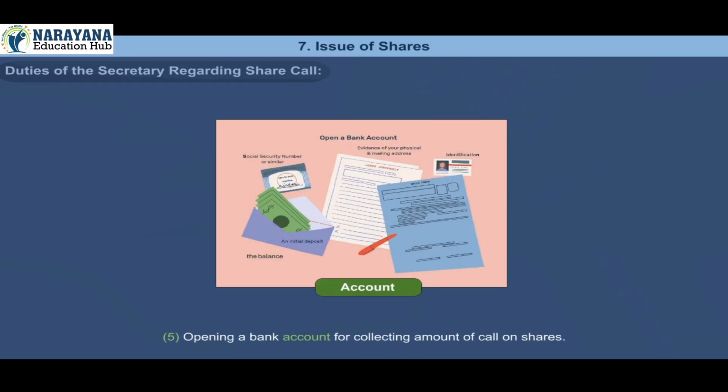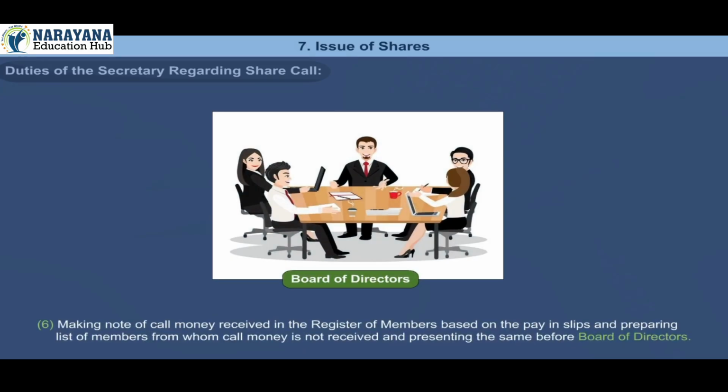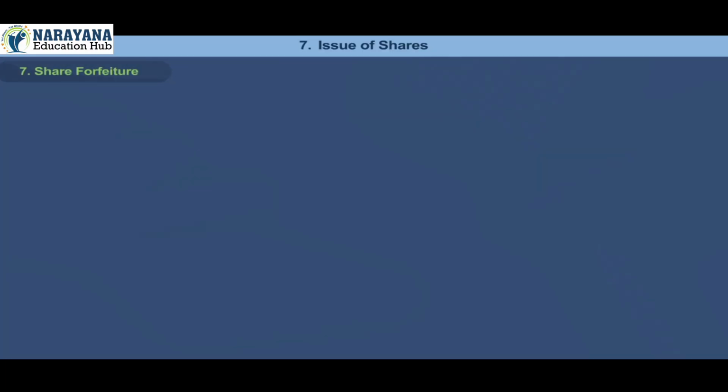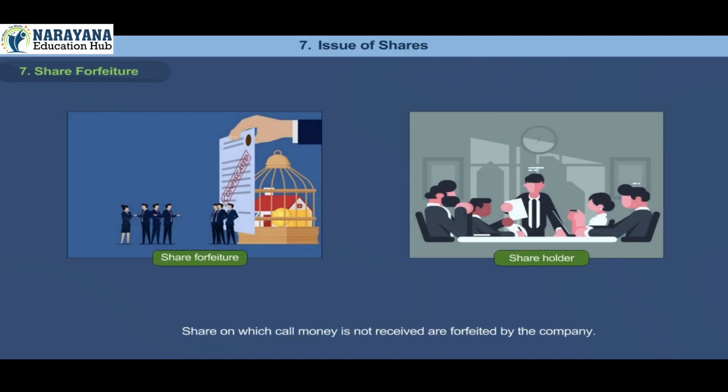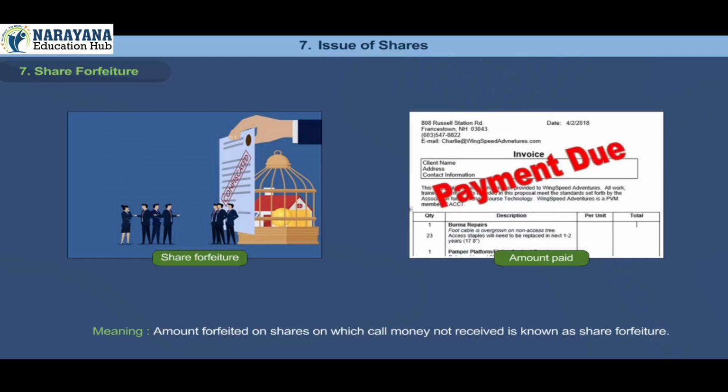5. Opening a bank account for collecting amount of call on shares. 6. Making note of call money received in the register of members based on the pay-in slip and preparing list of members from whom call money is not received and presenting the same before Board of Directors. 7. Share forfeiture. Share on which call money is not received are forfeited by the company. Meaning, amount forfeited on shares on which call money is not received is known as share forfeiture.